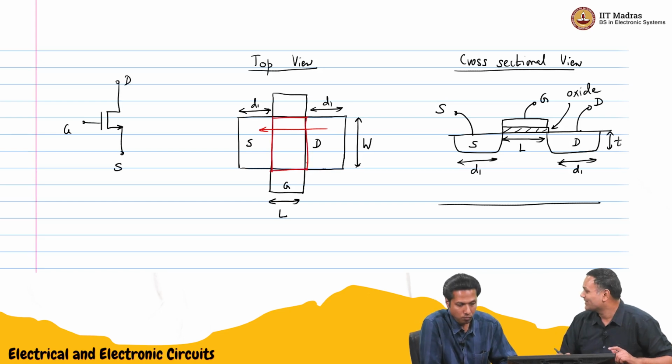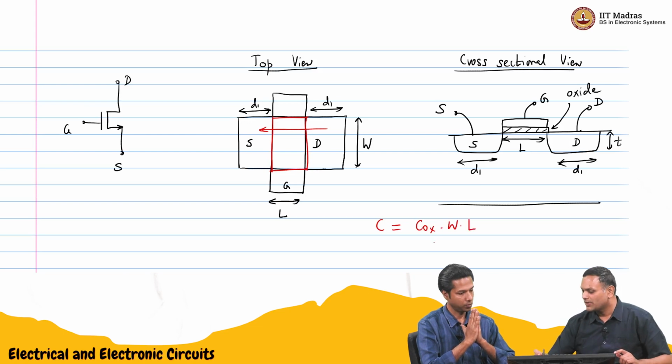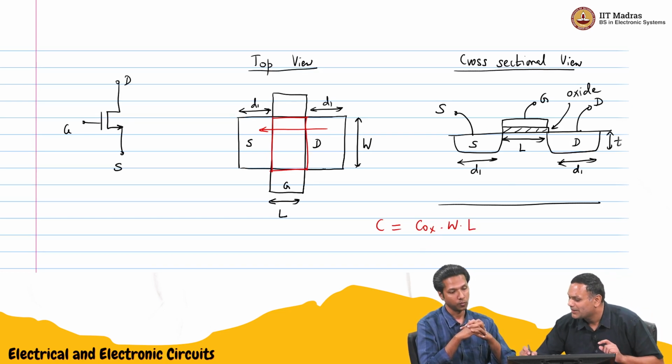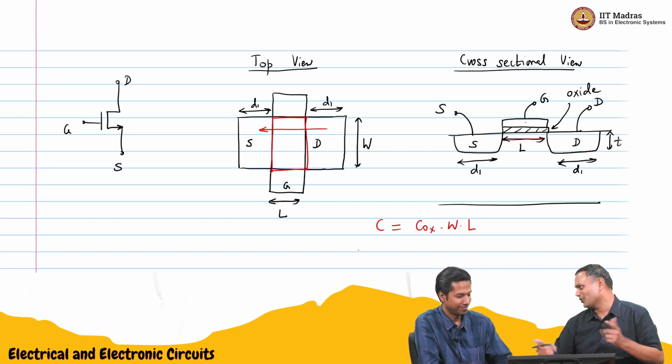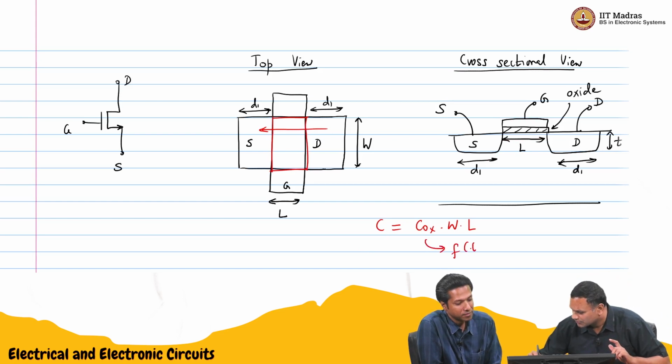W times L. So the total capacitance will be Cox times W times L. That is why Cox is the capacitance per unit area. This looks like a parallel plate capacitor: one metal plate, and some channel here. You can find all of that out. It depends on the thickness, on the relative permittivity of the oxide, and so on. That thickness is Tox here.